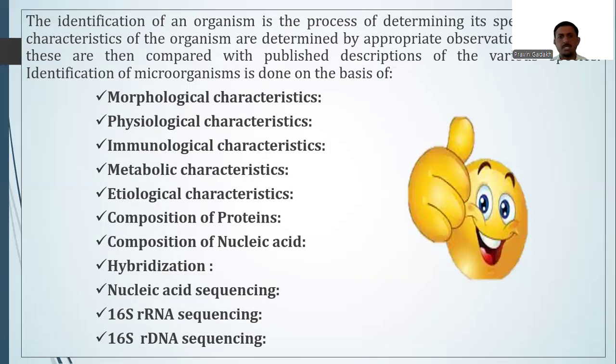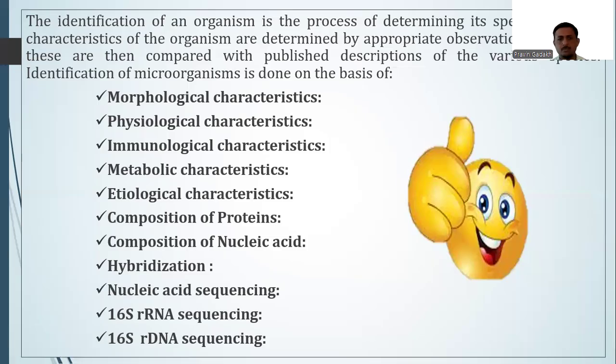Various characteristics of an organism are determined by appropriate observation and tests, and these are then compared with the published descriptions of the various species. For identification of a microorganism, we can carry out different methods or tests, or we can say analyze different characteristics in the laboratory, so that we can reach a final conclusion that the organism belongs to a particular genus or species. So what characteristics are used in the classification system? We will discuss them one by one.